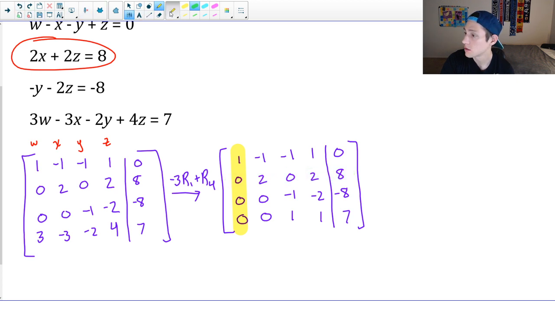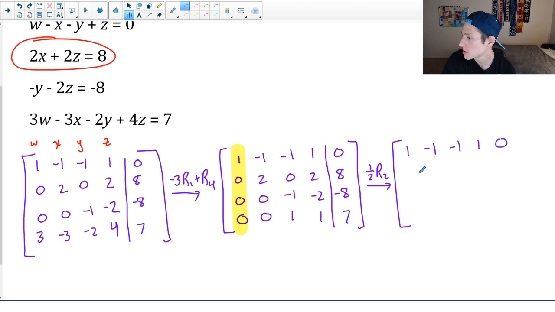So let's take row 2 and divide it by 2. So multiply by 1/2. All the other rows will stay the same. So first row stays the same. Second row, 0 times 1/2 is 0. 2 times 1/2 is 1. 0 times 1/2 is 0. 2 times 1/2, 1. 8 times 1/2, so 8 divided by 2 is 4. Row 3 stays the same.